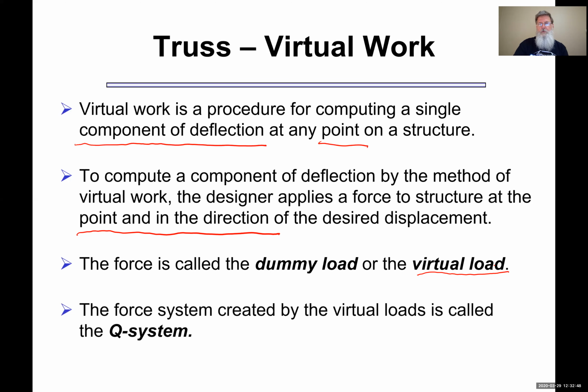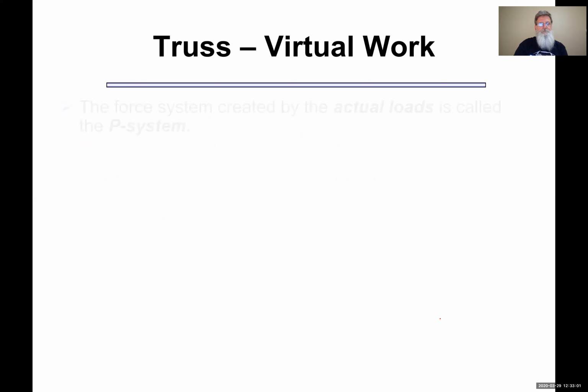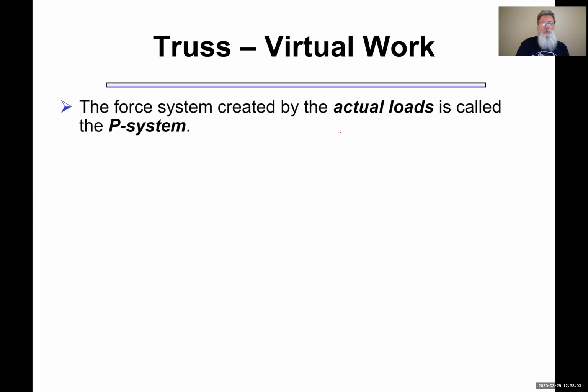So we're going to start by looking at two different kinds of systems. We'll call it the P system and the Q system. As you can see, the Q system will be associated with the virtual load. And then the actual loads on the system, the real loads in the system, in this example, I'll call the P system.